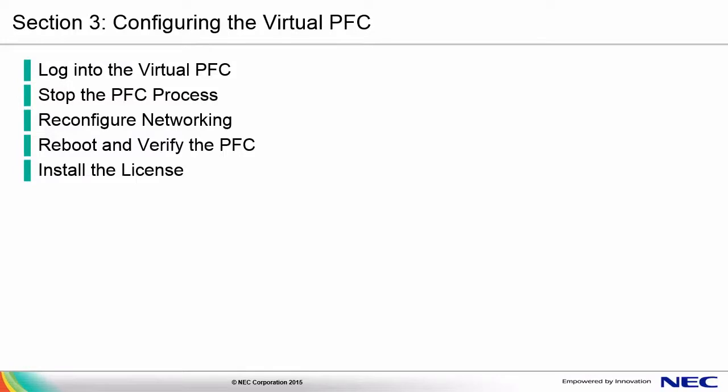The purpose of the third step is that the virtual PFC comes with a static IP address configured by default. We want to be able to have the virtual PFC access our virtual machines on our local environment as well as reach the internet. Fourth, we'll show you how to reboot and verify the PFC's software processes. And lastly, we'll show you how to install the trial license we acquired in section 1 to make the virtual PFC function correctly. First though, let's show you how to log in to the virtual PFC.